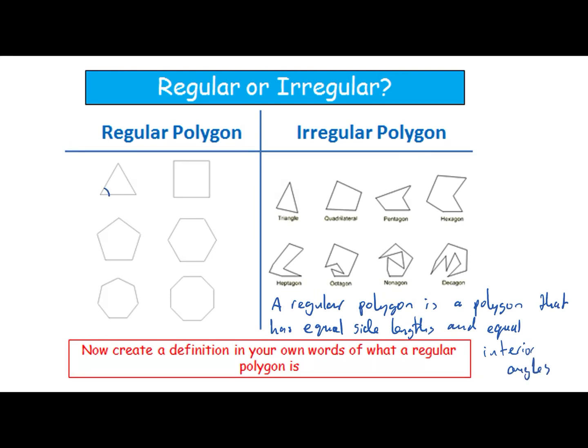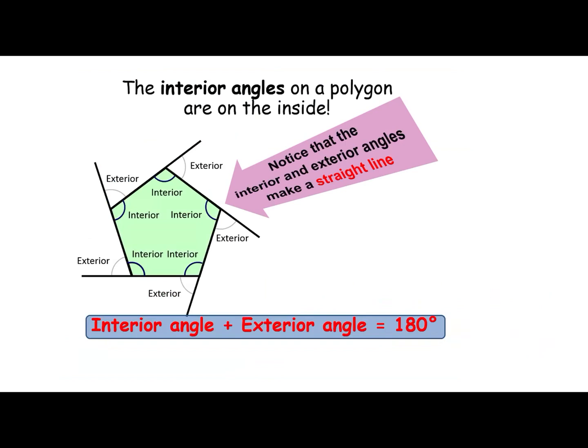Interior angles. So what I mean by that is this angle is the same as this angle is the same as this angle. This angle is the same as this angle is the same as this angle is the same as this angle. Okay? All the angles in a regular polygon are equal. In an irregular polygon, the side lengths might be different and the angles within the polygon also might be different.